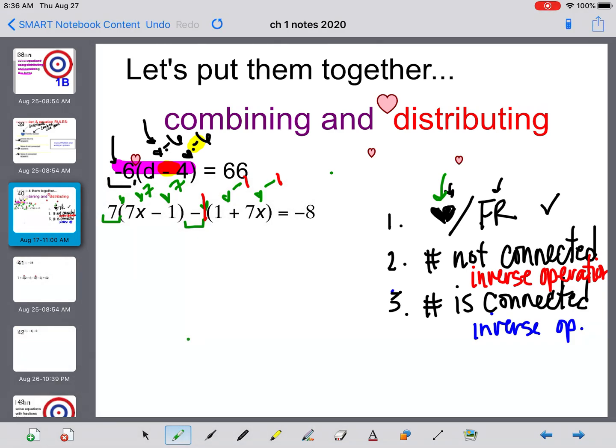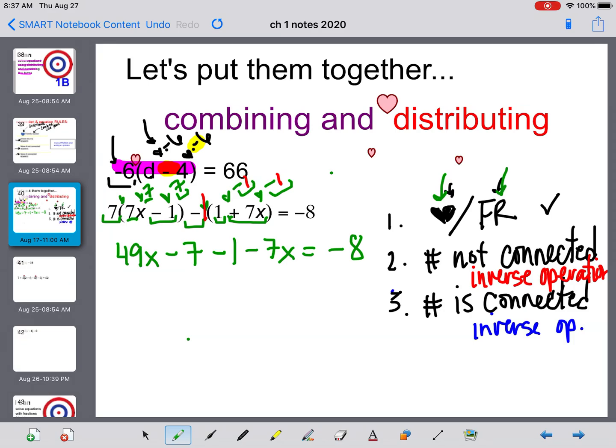Okay, so the first thing I want to do is go ahead and do this multiplication that's happening here. I want to distribute these things inside their parentheses. And so I'm going to multiply 7 times 7 and get 49x. And then I'm going to multiply the negative 1 times the 7 and get negative 7. The next thing I'm going to do is multiply the 1 by the negative 1 and get negative 1. And multiply the positive 7x by the negative 1 and get negative 7x. And that all equals negative 8, so I just drop that down. Now I have shared the love.